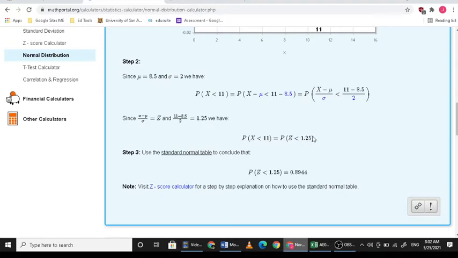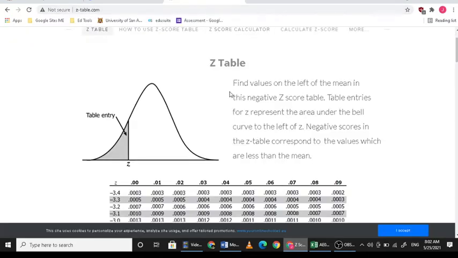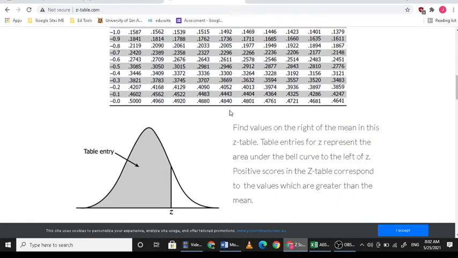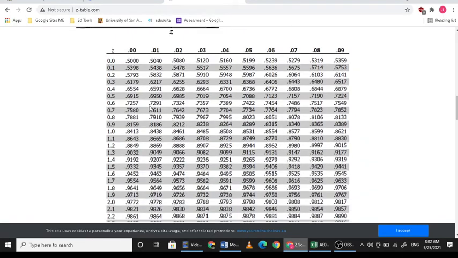Okay, so 1.25. So we use your z table of values, class, and look for 1.25. So for 1.25, this is 1.2. Then look at the fifth value. Okay, so this is 1.25, so it's 0.8944. Okay, this area here. So that's your z table of values.